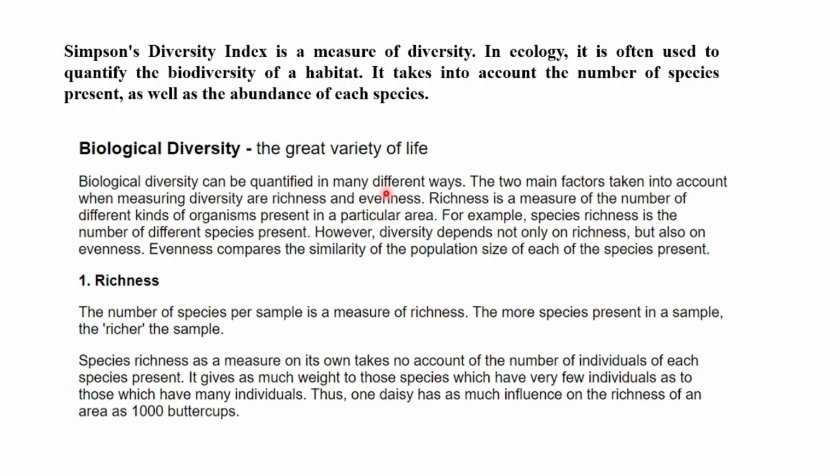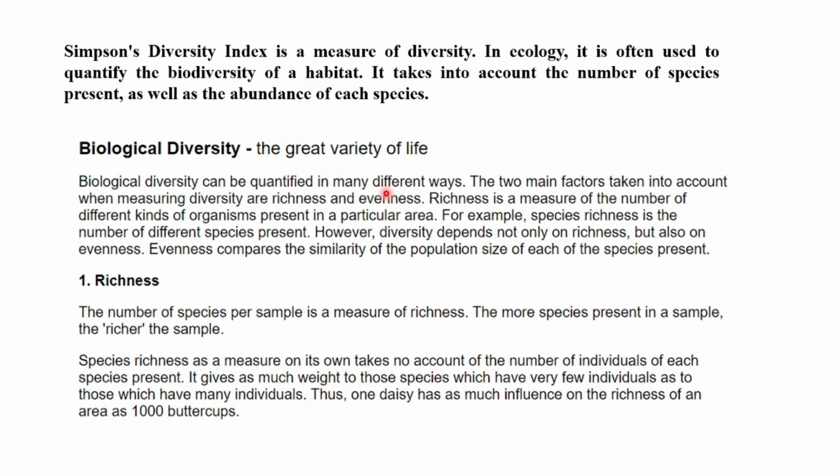So we'll discuss what Simpson's diversity index is. Simpson's diversity index is basically a measure of diversity. In ecology, it is often used to quantify the biodiversity of a habitat. There is a habitat, there are different species, and there are different numbers of organisms from the different species there. But what's the diversity index? How do we calculate that?